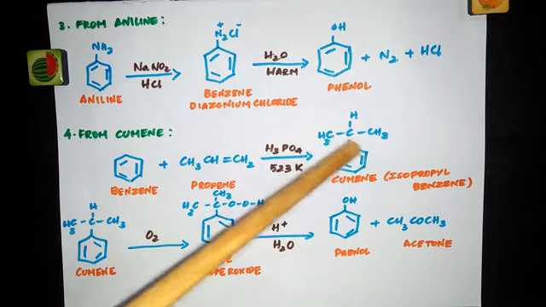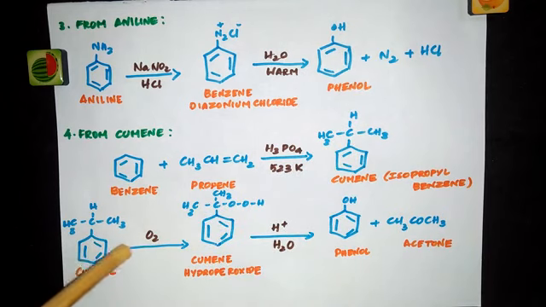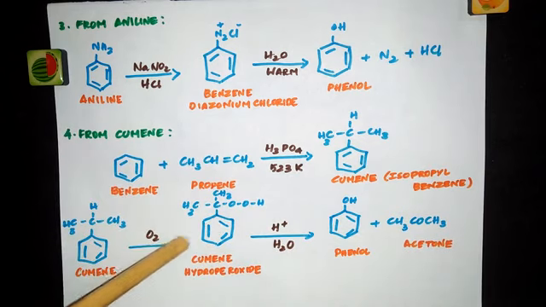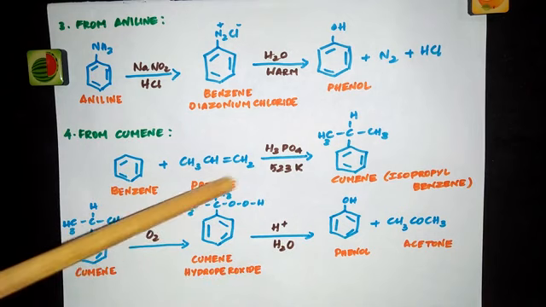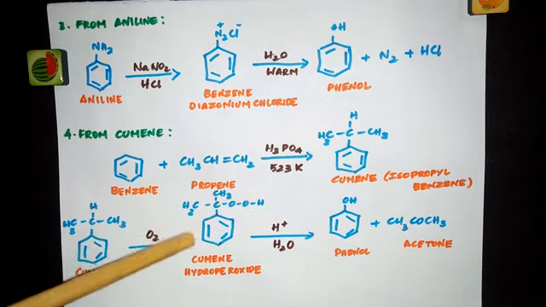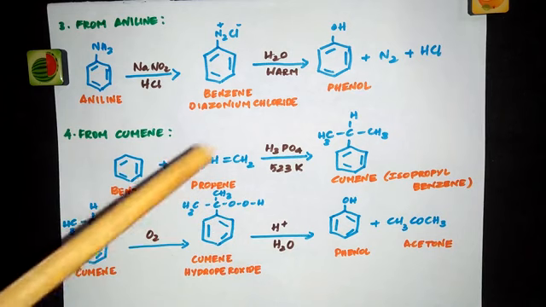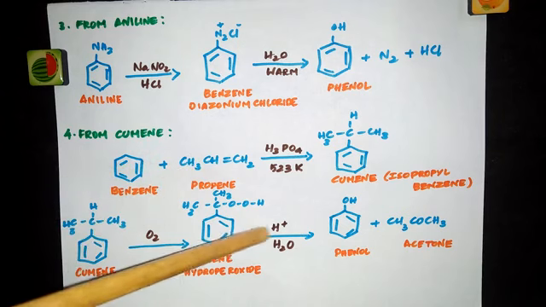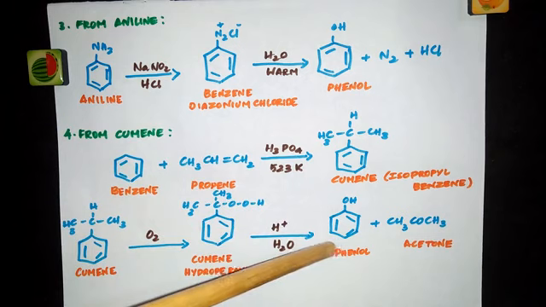Now let's see how to prepare phenol from this cumene. We are taking cumene and oxidizing it in the presence of air. So what you are getting? Cumene hydroperoxide. See, this CH3 and this CH3 remain as such, and you are introducing two oxygens in between the C and H, giving C-O-O-H. This is nothing but cumene hydroperoxide. When you treat this cumene hydroperoxide with dilute acid, H⁺ and H2O, you're getting phenol and acetone as the byproduct.